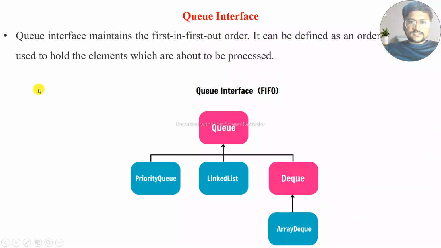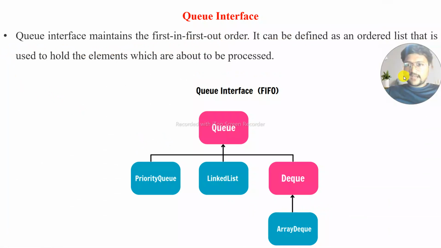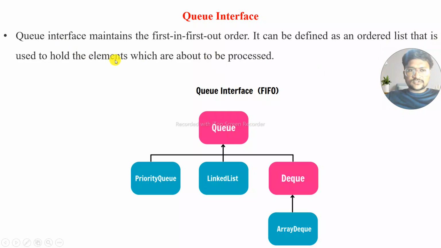So what is the queue interface? The queue interface maintains the first in, first out order. It can be defined as an ordered list that is used to hold the elements which are about to be processed. So in this queue interface, we need to first understand that the first in, first out order is maintained.